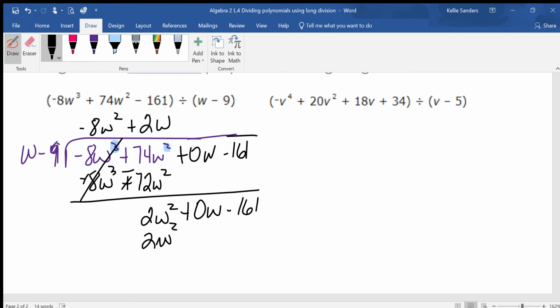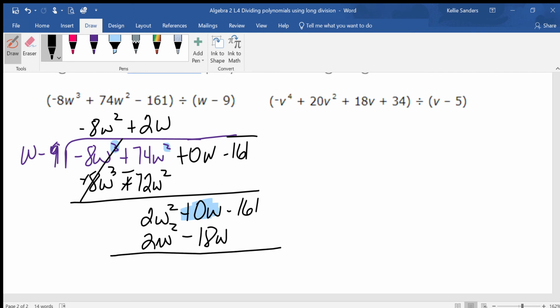If I wouldn't have had the 0w, what you would have done, and don't write this down because this is going to be wrong, negative 18w, you would put that underneath the 161, but 161 and 18w aren't like terms, so because they're not like terms, you would not put them together. So that's why we would put it under the w space. So draw your line, change your signs, those go away. 0 plus 18 is 18.